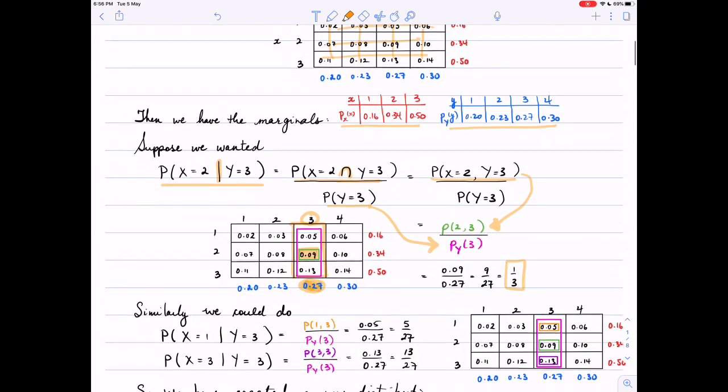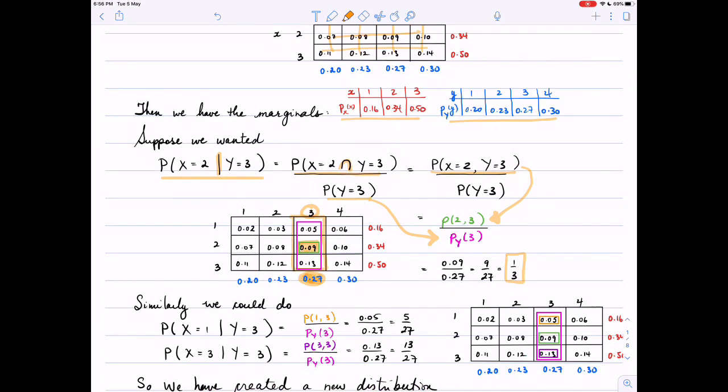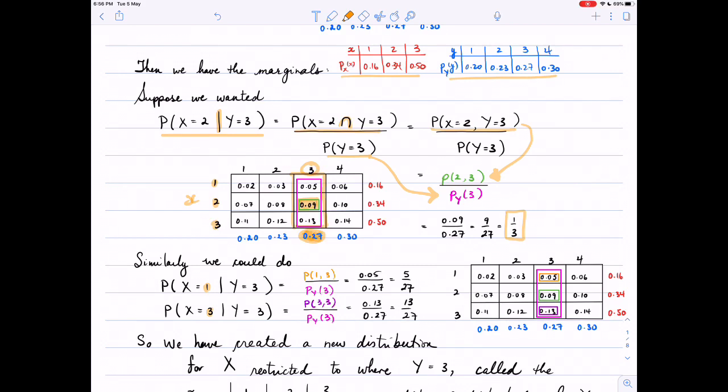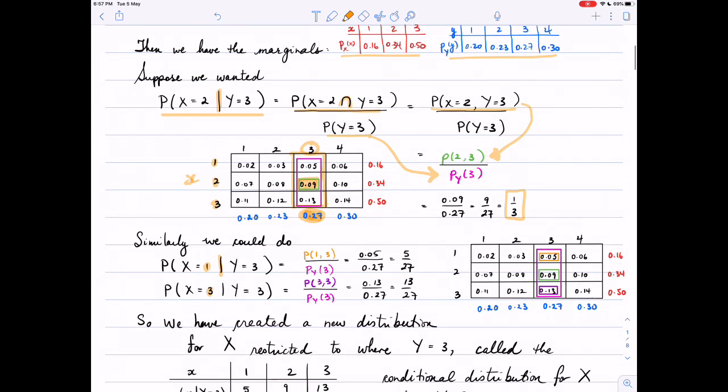And there's no reason that we could do that only for one x value. We could continue and do it for all the x values, right? We just did x equals 2. Well, if we did x equals 1 and 3, then we're taking up all the x values here. And so we could do the exact same thing. The probability that x equals 1 given y equals 3 turns out to be the probability of 1, 3, the first entry here, over the same probability of the column, the same marginal of y. And that gives us 5/27.